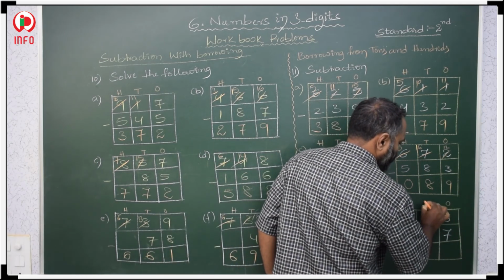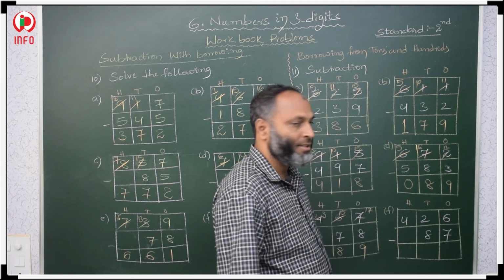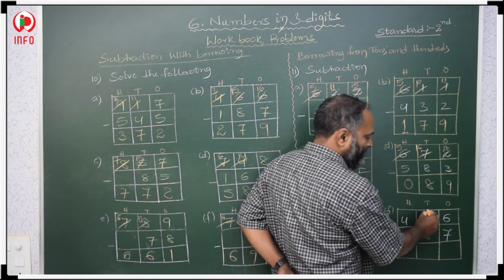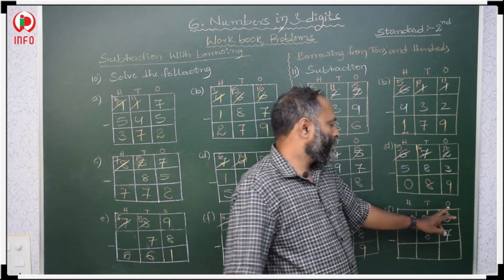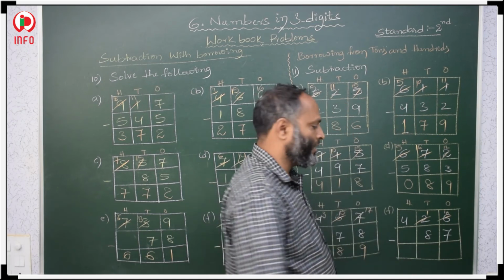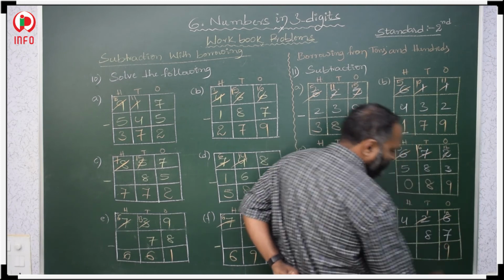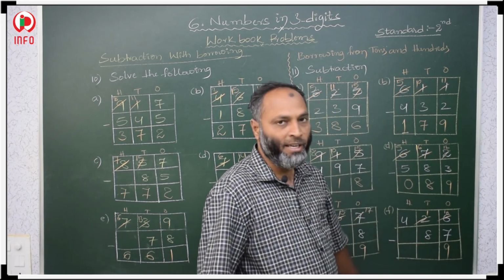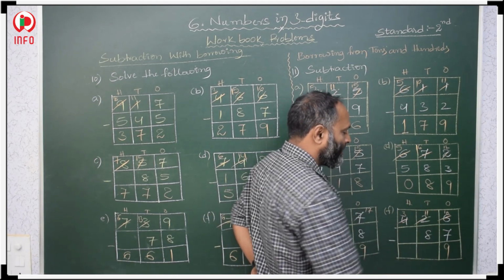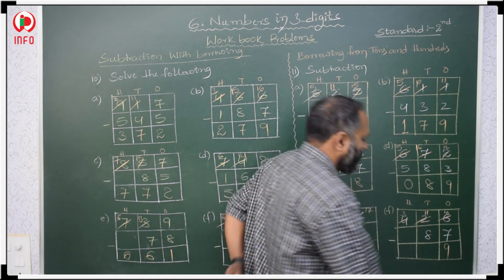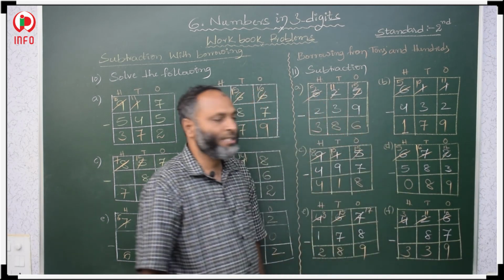Ones, tens and hundreds. 6 minus 7 we cannot minus, so we have to take borrow from next. It will decrease by 1 and it will increase by 10. 16 minus 7, if you count from 8 to 16, then you will get 9. 1 minus 8 we cannot minus, take borrow from here. It will decrease by 1, it will increase by 10, 11. 11 minus 8 is 3. Here it is 3, 3 as it is, okay. So, like this we have to do subtraction.